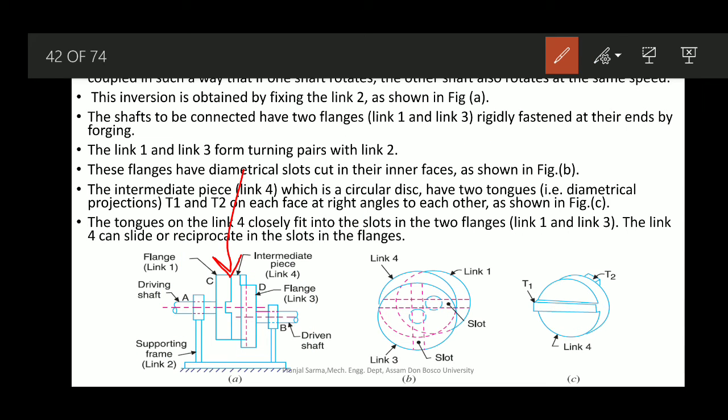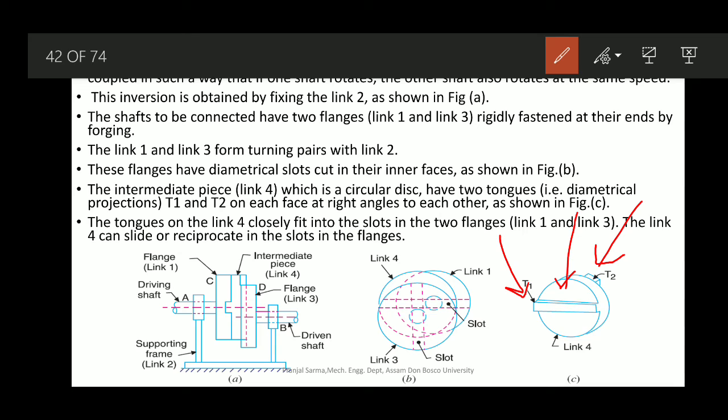Now this intermediate piece which is connecting both the faces of the flange, basically it is connecting both flanges. So what happens now, this intermediate piece, which is link 4, which is once again a kind of circular disc only, has got two tongues, corresponding to the diametrical slots. Tongues mean projections, something bulging outwards. So you can say this T1 and T2 on the other side, diametrically. They are the two tongues, and these are outward projections.